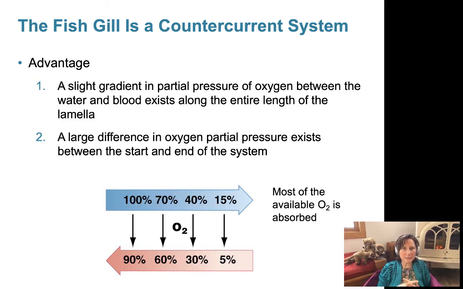So fish gill is a countercurrent system. The advantage is that there's a slight gradient in partial pressure of oxygen between the water and the blood, and it exists along the entire length of the lamella. A large difference in oxygen partial pressure exists between the start and the end of the system. So what's happening is that most of the available oxygen is absorbed as you get across. It's basically sucking all that oxygen out of the water. And that's a really efficient system.